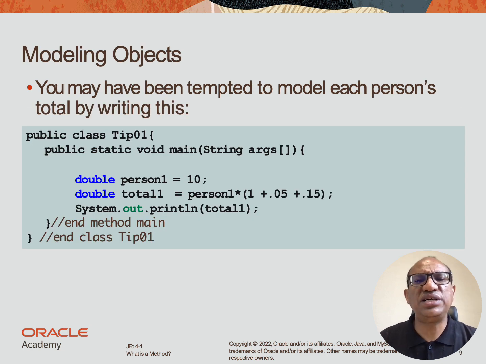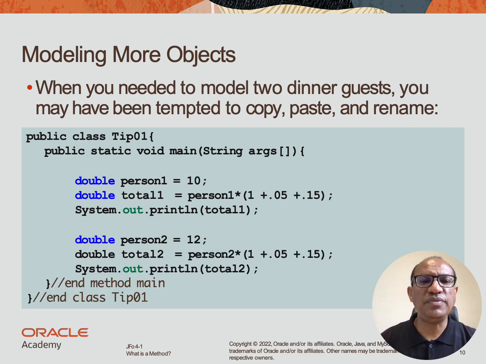Now, your first instinct might be to calculate each total individually, like total1 equals person1 times, in parentheses, 1 plus 0.05 plus 0.15. That works for 1 or 2 people. But if you copy-paste that logic for every guest, it gets out of hand real fast, especially if you have 100 or 1,000 people. Not to mention how hard it'd be to fix an error or update the formula later.